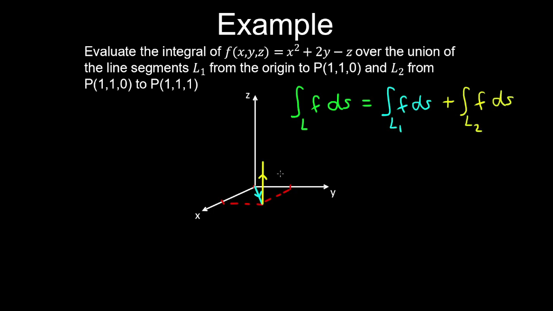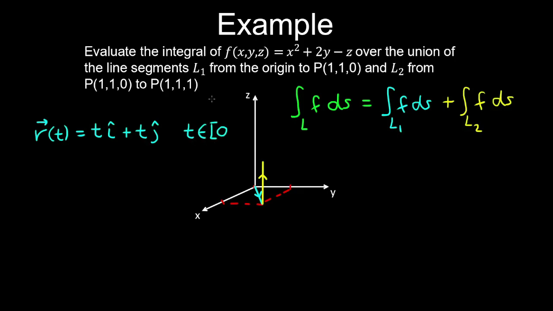So what we do first is parameterize both line segments. So using the position vector, we can parameterize line segment 1 as t in the i direction plus t in the j direction. So at the origin, we have t equals 0, giving the point with coordinates 0, 0 and 0.